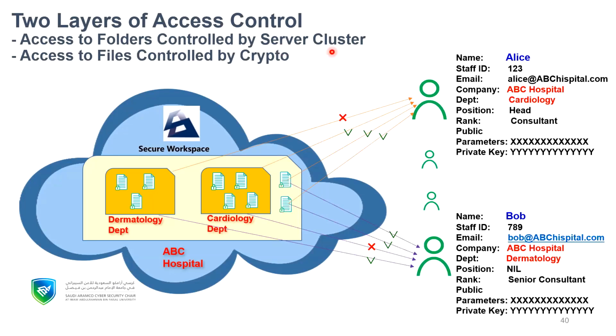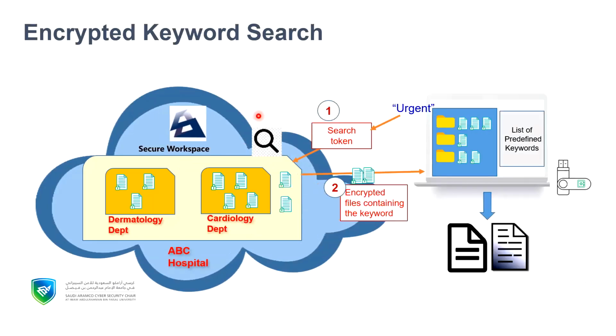This part is controlled by the server cluster, by the system. And the second control, to access the file and perform decryption, is controlled by the ABE layer of access control. We have the second layer, which is controlled by crypto. And we can perform keyword search. So the user can input a keyword, for example, urgent, and this urgent will be translated into a search token, which is passed to the cloud. The cloud will perform the search and retrieve the documents which contain the word urgent. But the server is performing the search on behalf of the user without knowing the keyword, without knowing the plaintext document.